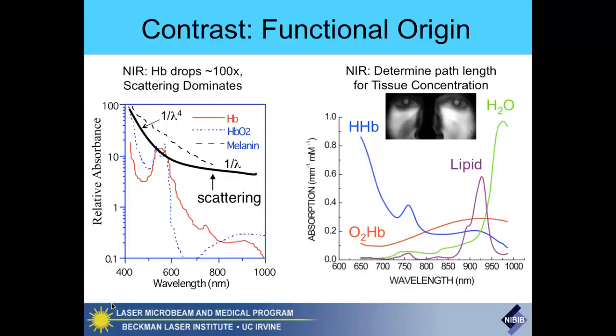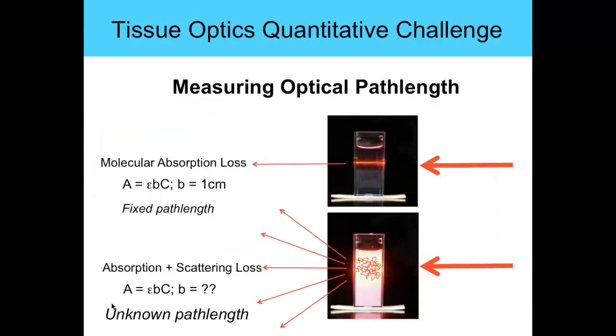So our key challenge then: we want to be able to quantify these molecules in tissue. If we're going to do that, we need to measure the path length to measure their concentration. Because you can see with this multiple scattering picture of me that obviously the light has quite a long path length. We don't know what that path length is. That's one of the big challenges.